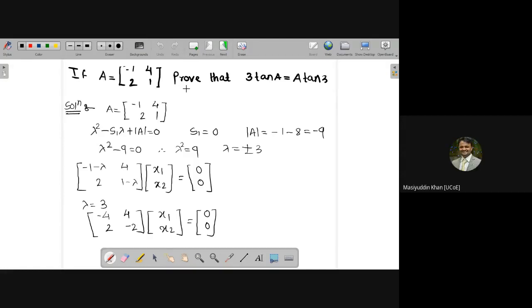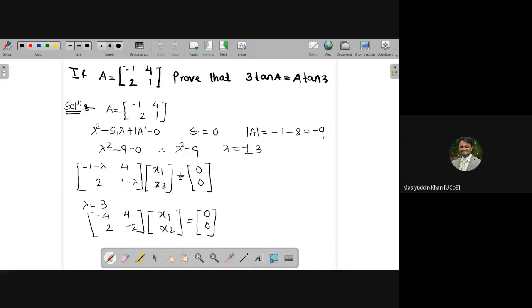Okay, now see, this was the question: 3 tan A is equal to A into tan 3. What we did here, the first part, is we calculated the eigenvalues of the respective matrix. So we got lambda equal to plus minus 3, as we saw in a similar kind of problem, and in a similar way we calculated here.